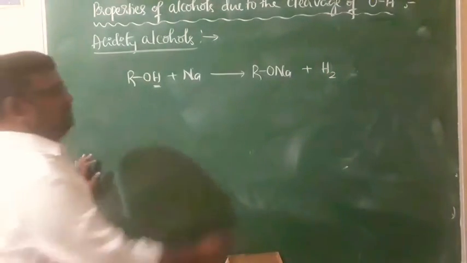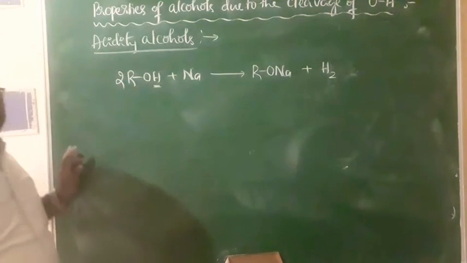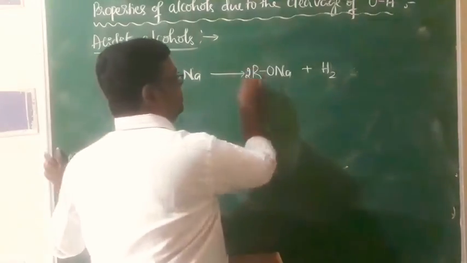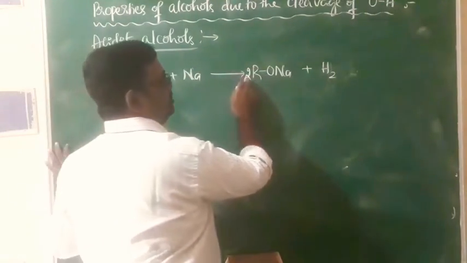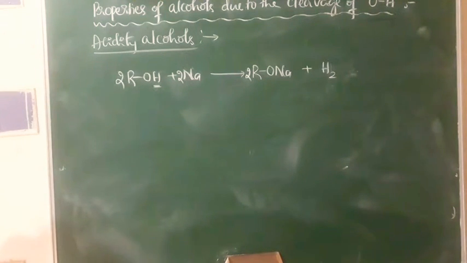In order to balance this, we have H2 here, we have H here, therefore make it 2. If I make 2 here, R becomes 2. If I make R as 2, Na becomes 2. So this is what we call the balanced equation.